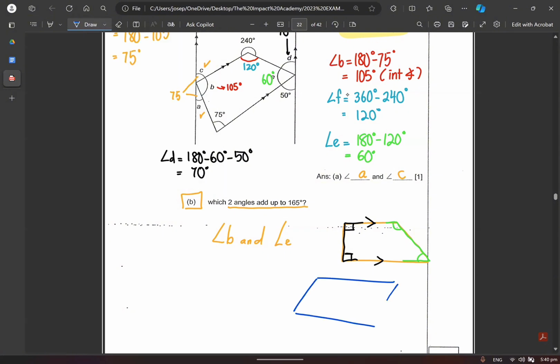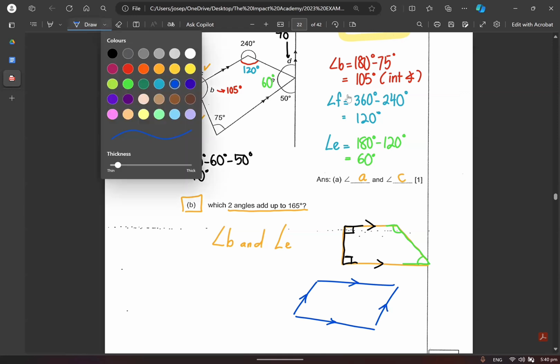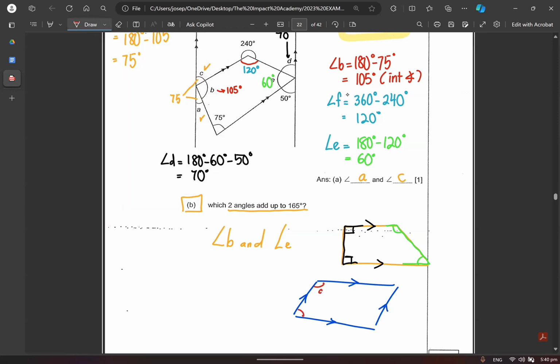A parallelogram, because all of the sides are parallel. You get what I'm trying to say or not? So this angle and this angle, let's call them A and B. A and B should add up to how much? 180 degrees. Understand what I'm saying or not? C and D must also add up to 180 degrees.